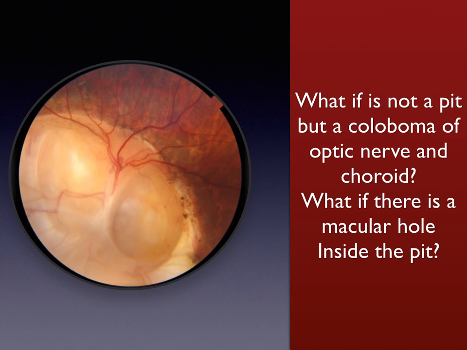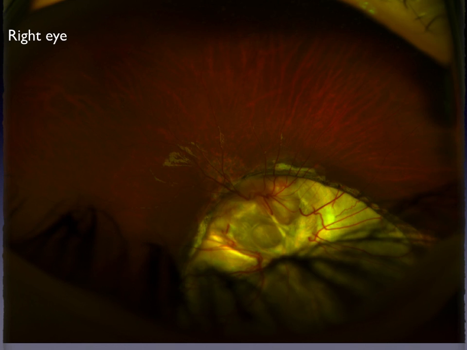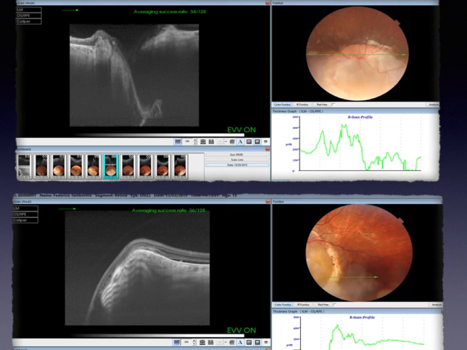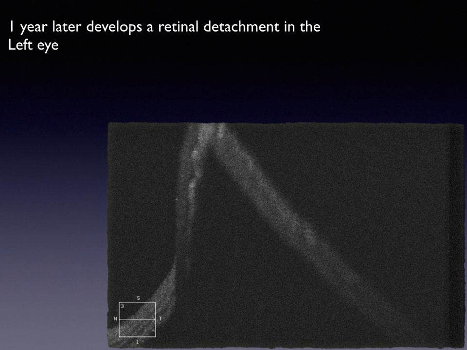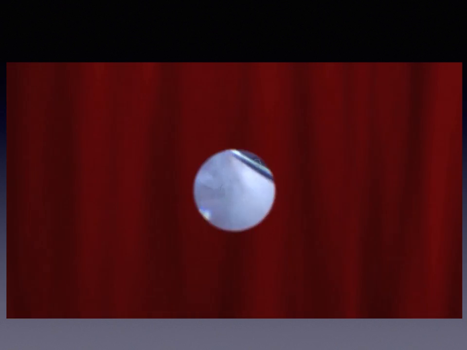So what if it's not just a pit, but a huge coloboma of the optic nerve and the choroid? And what if there is a macular hole inside the pit? This is the boy that I was showing in the first slides. 7-year-old with bilateral coloboma of the optic nerve and the choroid. I followed the boy for a while and then he developed detachment in the left eye. And in the video you see my decision on management.